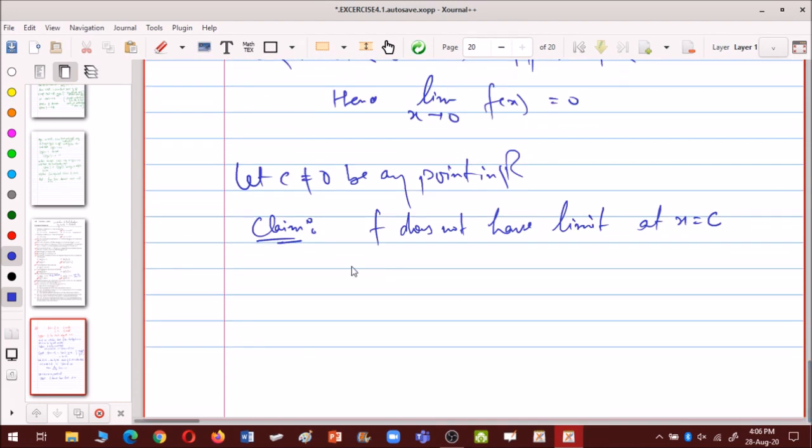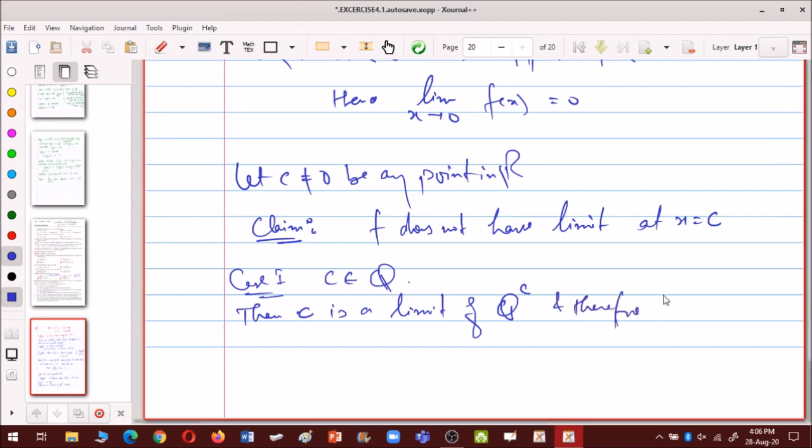For this we will take two cases. Case 1: c belongs to Q. Then c is a limit point of Q complement, and therefore there exists a sequence (x_n) in Q complement such that x_n converges to c.